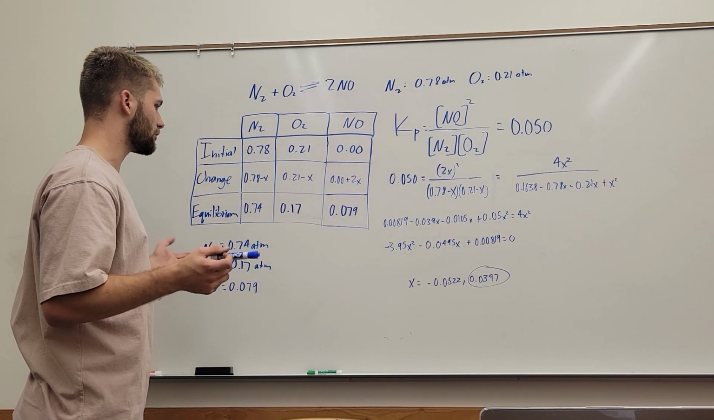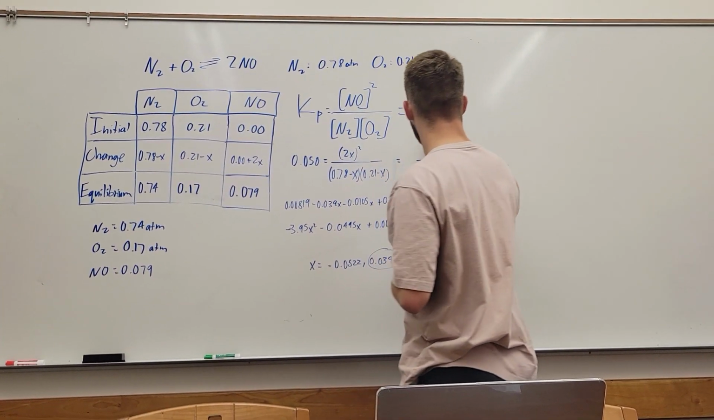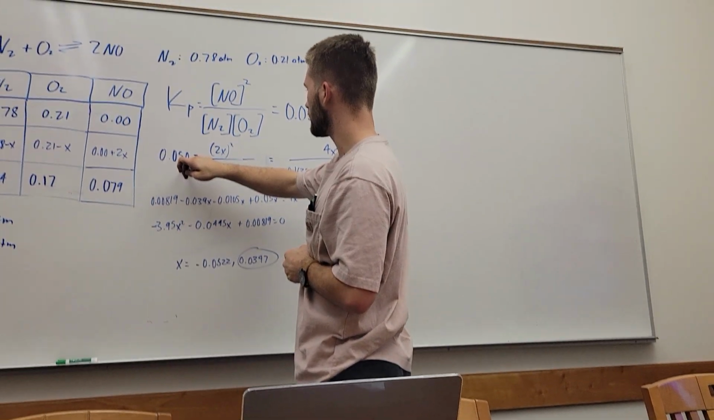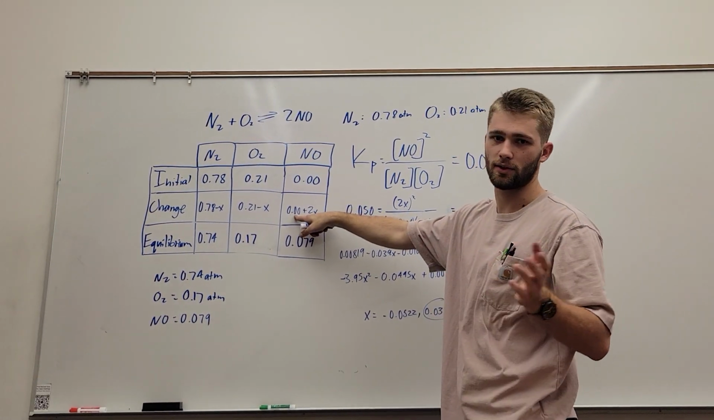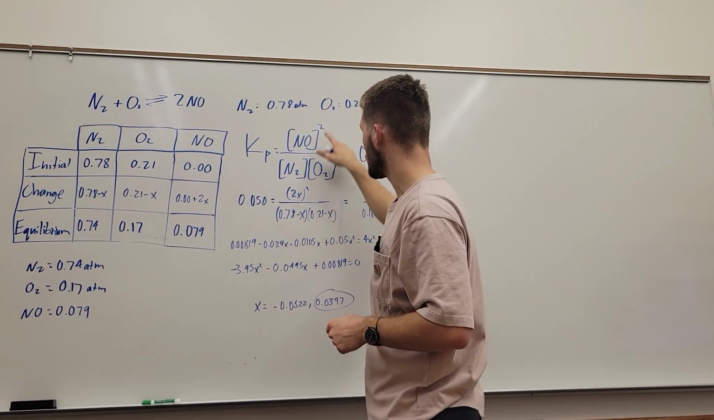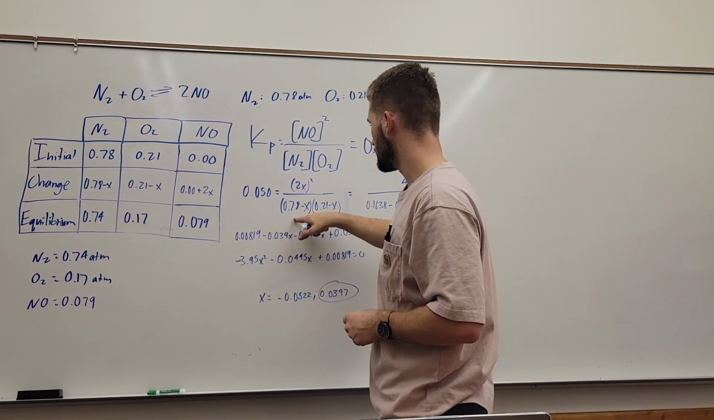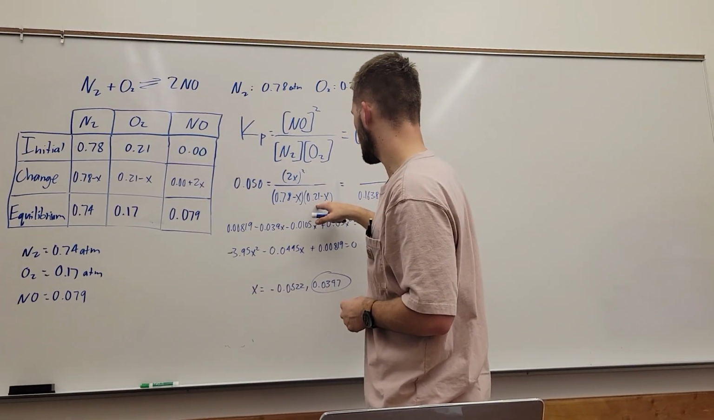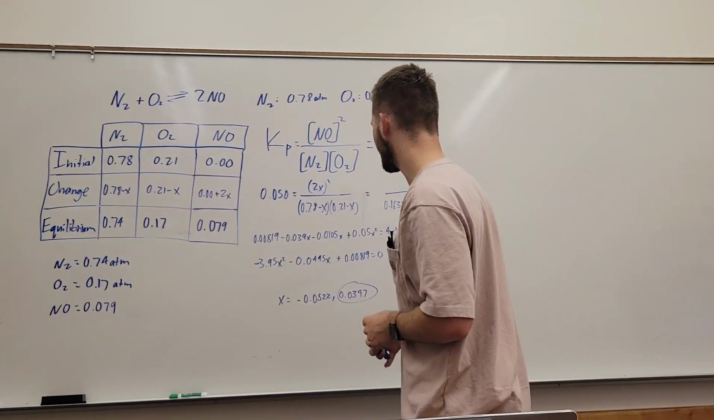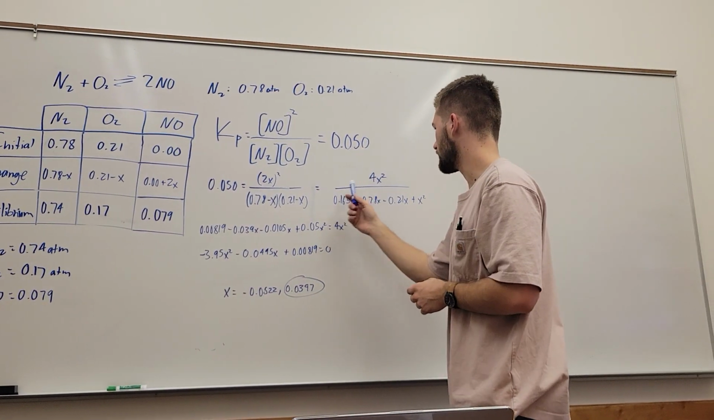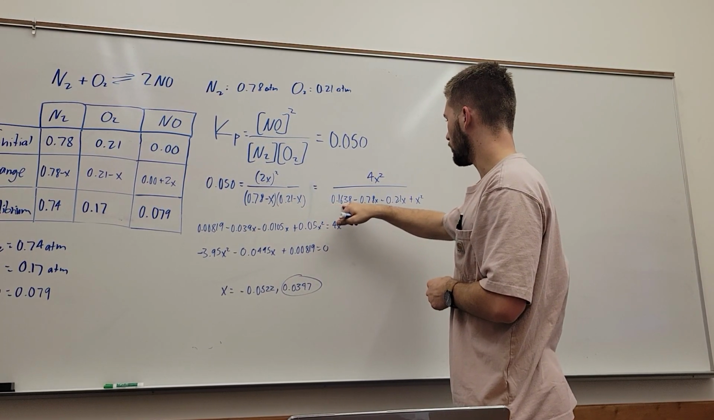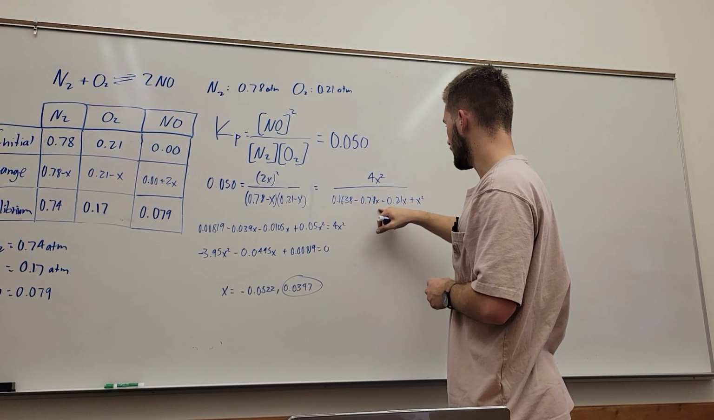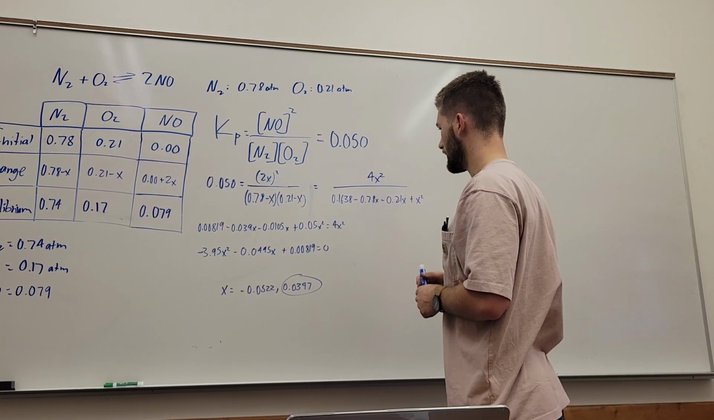So using some algebra over here, we can say 0.050 is equal to 2x squared. I just left the 0 out for obvious reasons. So 2x squared divided by 0.78 minus x times 0.21 minus x. Now that equals 4x squared, multiplying across, 0.1638 minus 0.78x minus 0.21x plus x squared.